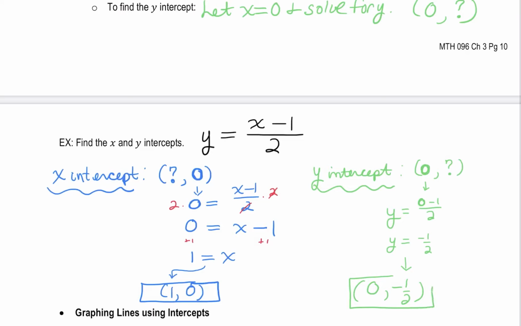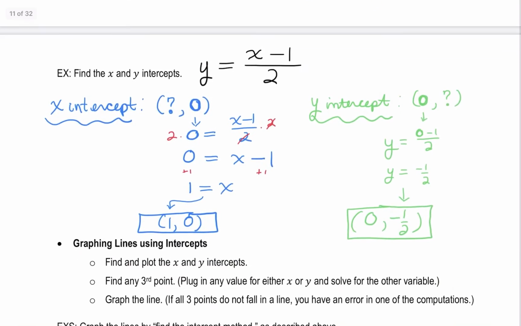So this is your y-intercept. So make sure you have the two of those separate. Sometimes I'll see students call the x-intercept the y, or the y the x, or switch the zeros. A lot of little mistakes like that.